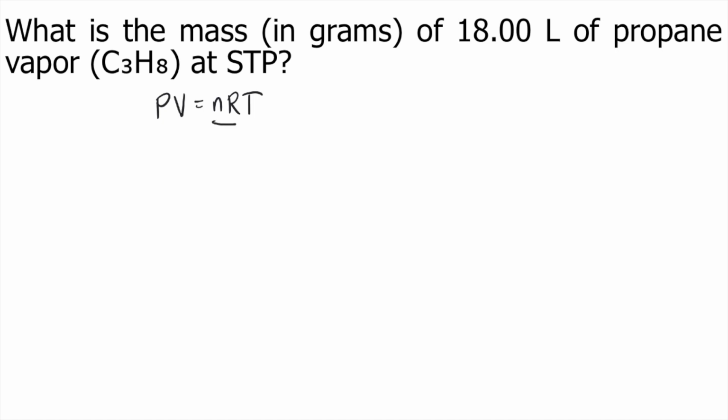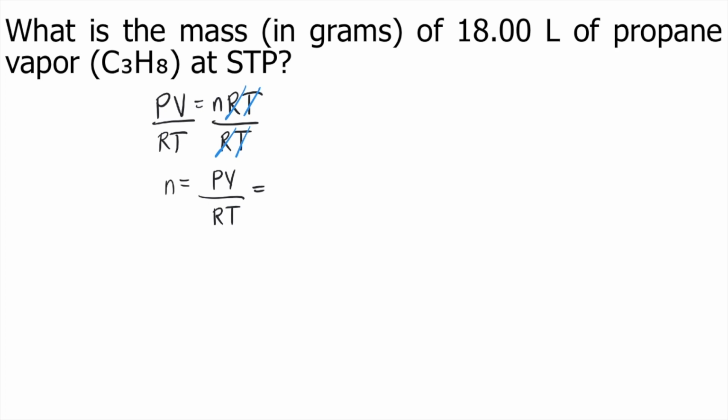So first, we divide both sides of the equation by RT, so that RT cancels on the right side. So our equation for n is PV over RT. And then we substitute the values.